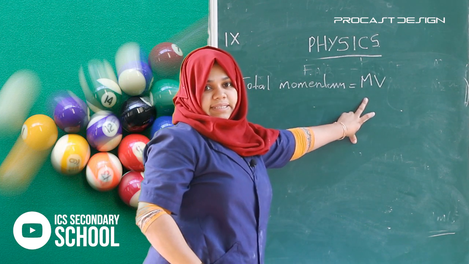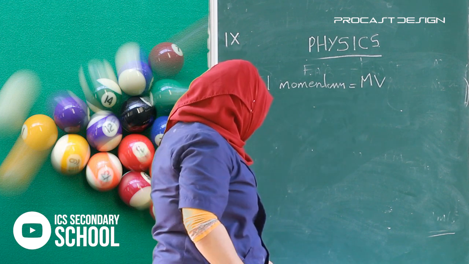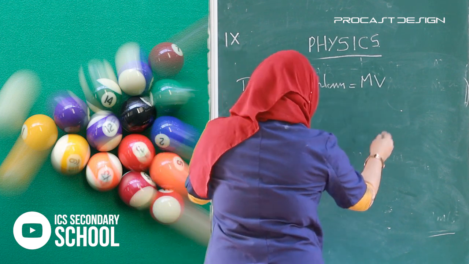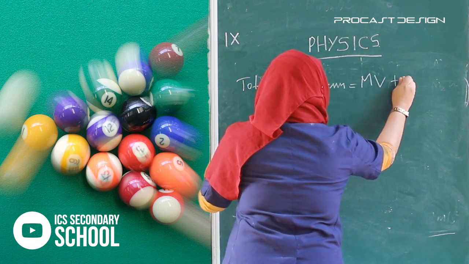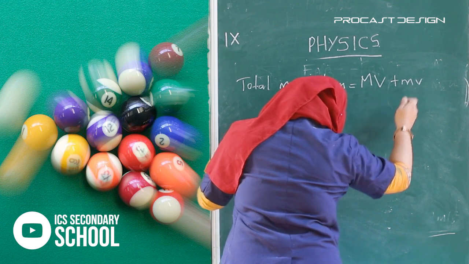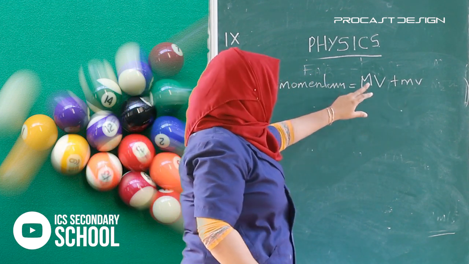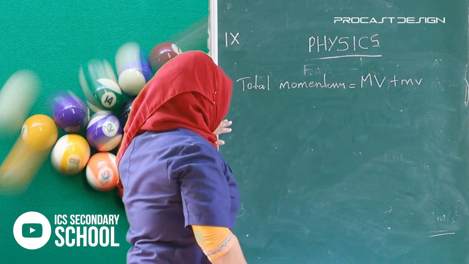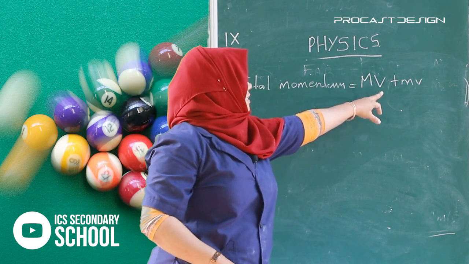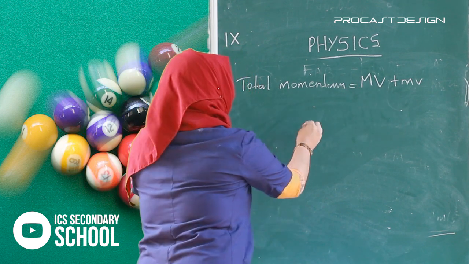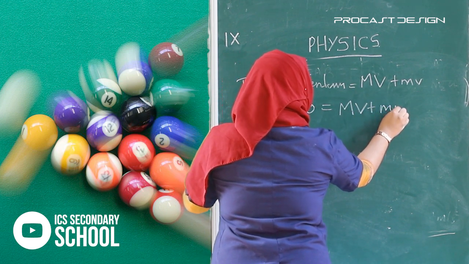What is capital M? Yes, the mass of the gun, and its velocity V, plus small letter mv. The bullet mass is small letter m, its velocity small letter v. We know that total momentum after is MV plus mv, and before it is 0. So we can write 0 is equal to MV plus mv.